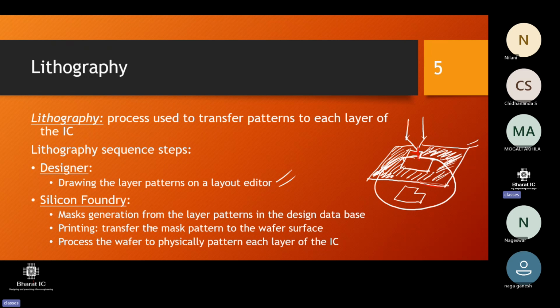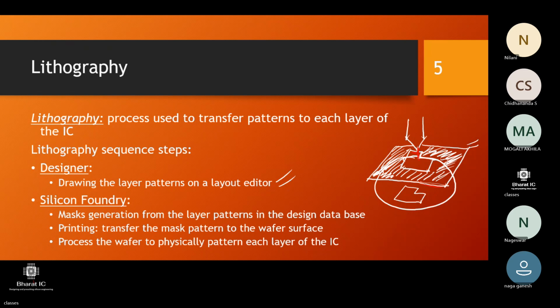The fabrication plant generates the mask files from your designs, and then transfers the mask pattern onto the wafer surface. In this wafer surface, the mask is transferred using this kind of process. The wafer is processed to physically pattern each layer, so it is done layer by layer, like the N-well, the metal layer, the oxide layer, many layers. Those are done in different steps.